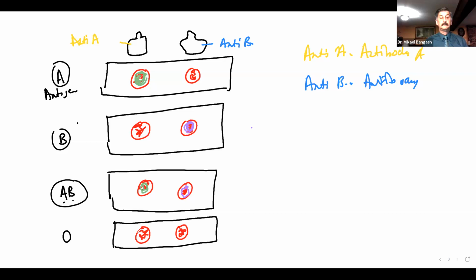Whereas here, there will be no reaction. Why? Even though you add the A antibody and you add the B antibody, why is there no reaction? Mainly because this blood here doesn't have either of the antigens against which these antibodies that you add onto it will react. So that makes you blood group O.